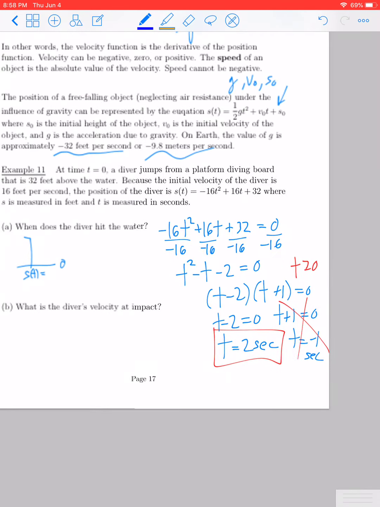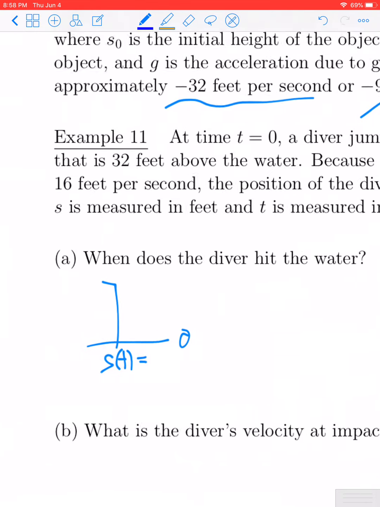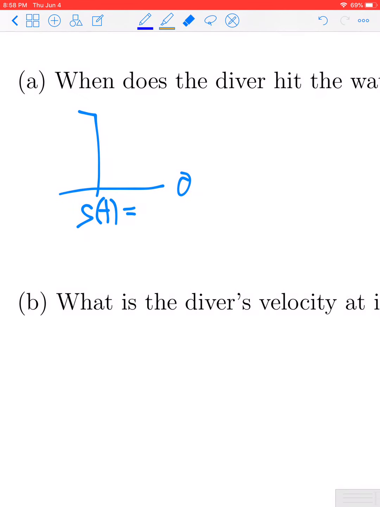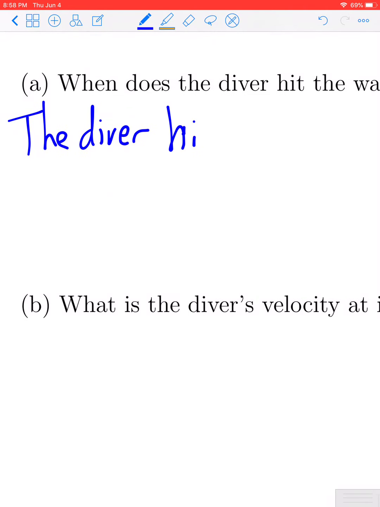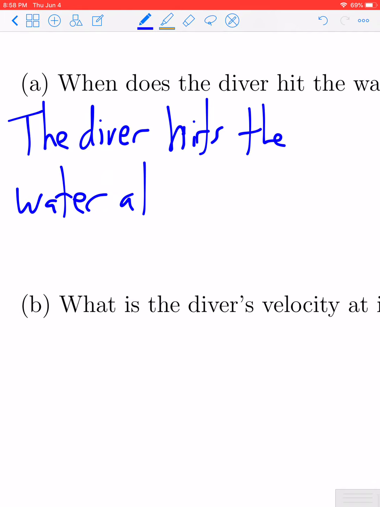Furthermore, because this is an application question and the question was posed to us in a worded statement, we should also provide a worded solution. So our response would be: the diver hits the water at, you could say t equals, or you could spell it out, time equals 2 seconds. Make your English professors proud. Capitalization and punctuation do count for something still in this day and age. So we know when the diver hits the ground.